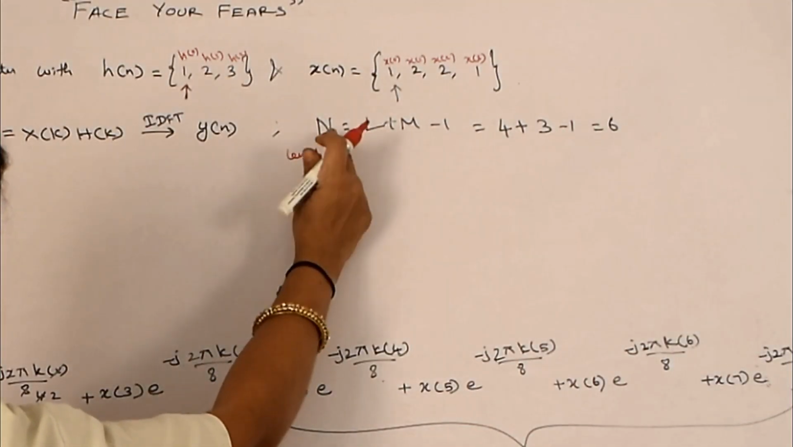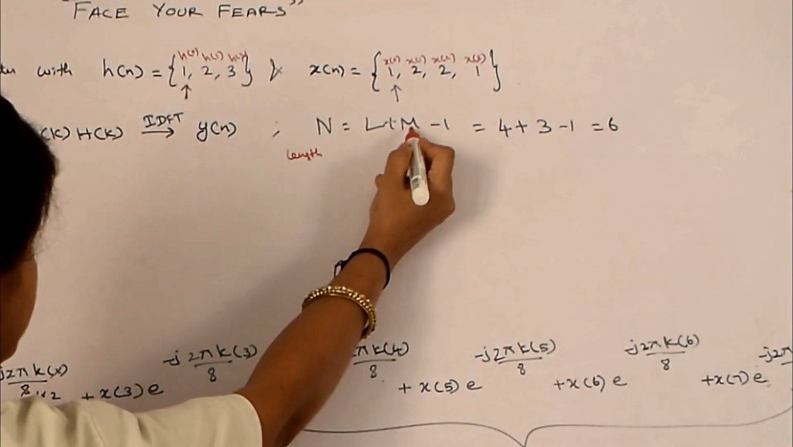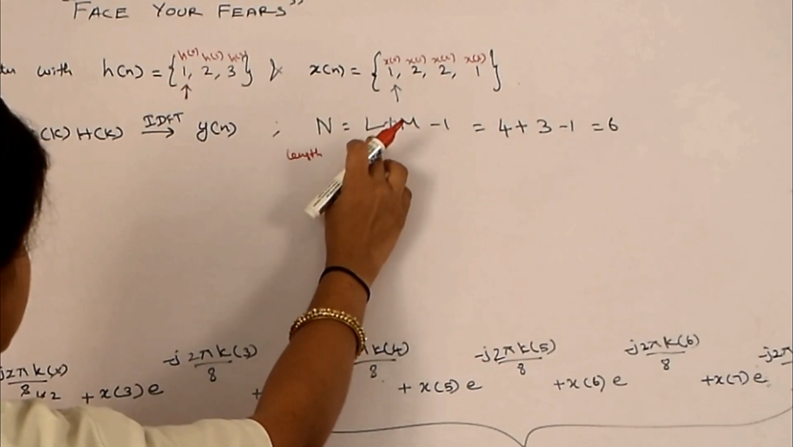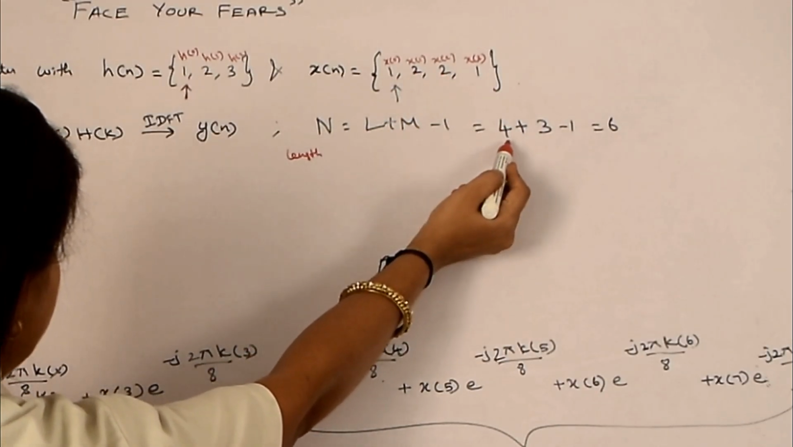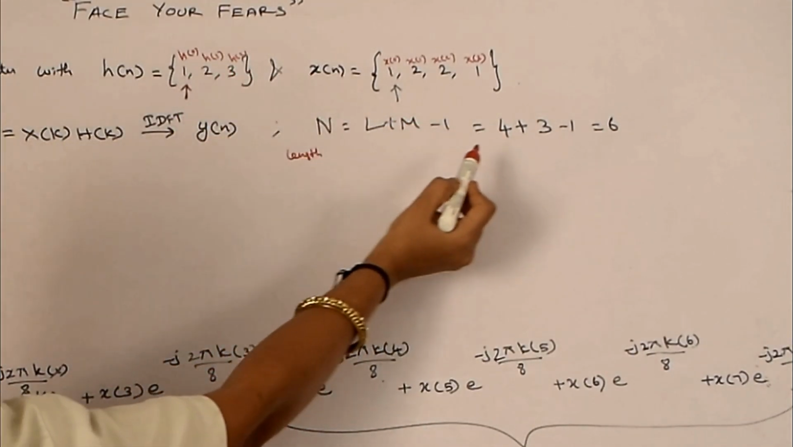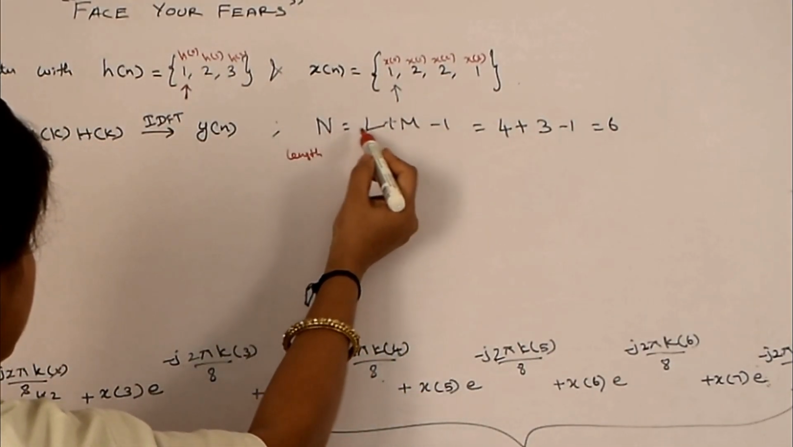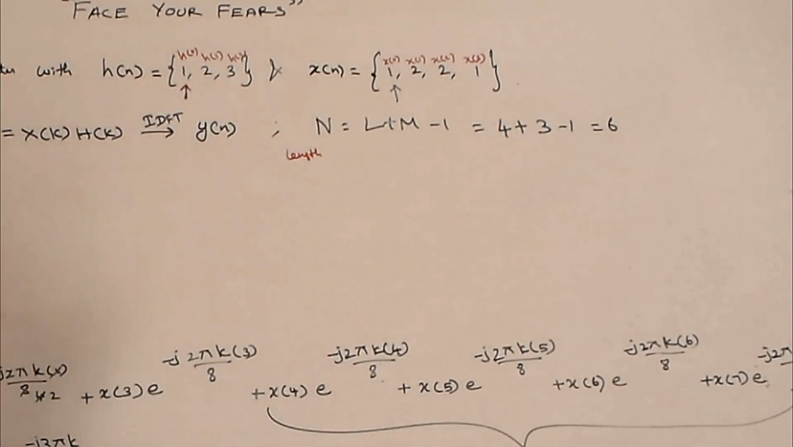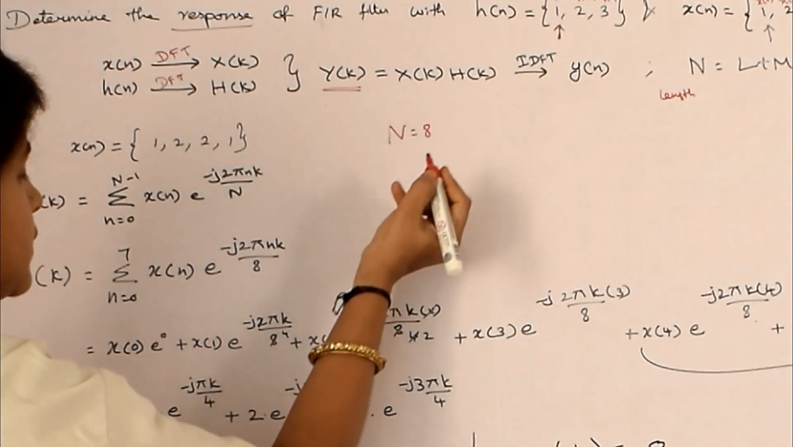You have to find out the length. What is your length? N is equal to L plus M minus 1. Here L is the length of the input signal 1, 2, 2, 1, and M is the length of the impulse response 1, 2, 3. So 4 plus 3 minus 1 gives you 6. So N is equal to 6. In order to perform the DFT, we are assuming N as 8.